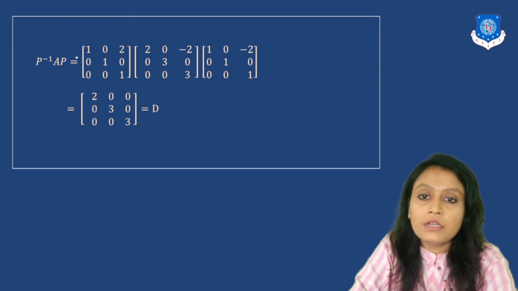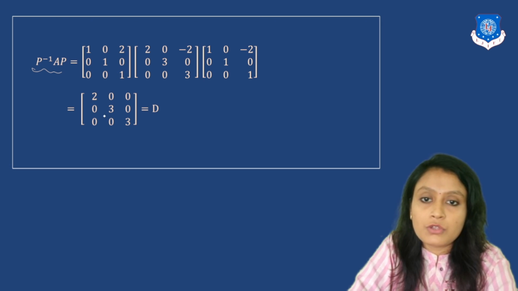Now the next step is to find this P inverse AP. Substitute the answer of P inverse, this A and P. If you multiply these 3, you will get this matrix, and this matrix is a diagonal matrix. The elements of this principal diagonal are the eigenvalues. We know the eigenvalues, that is 2, 3 and 3. So this is our diagonal matrix which we obtained by P inverse AP.